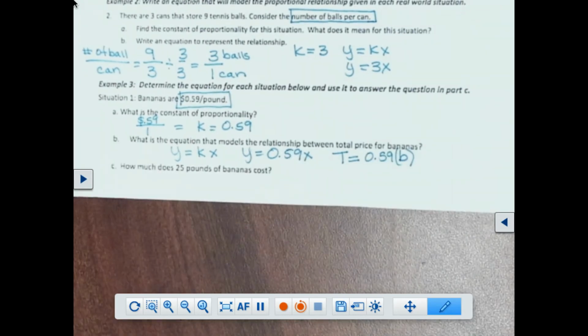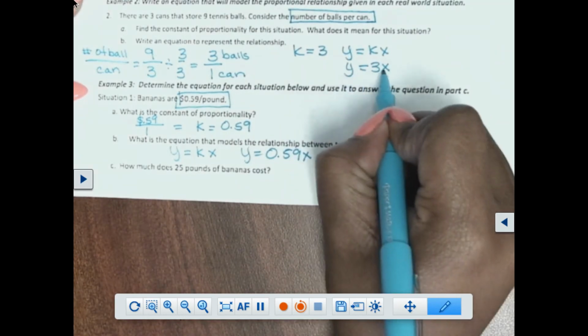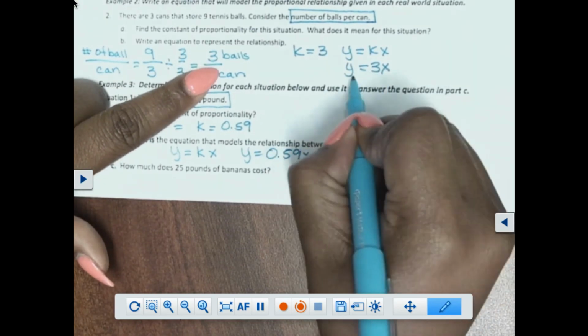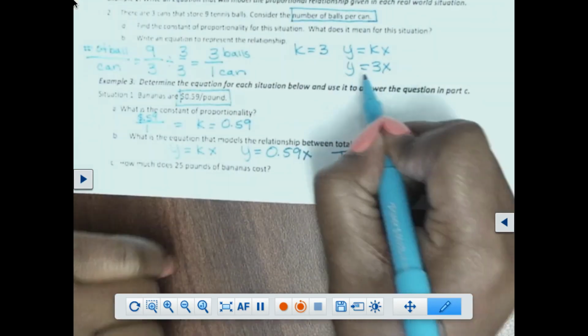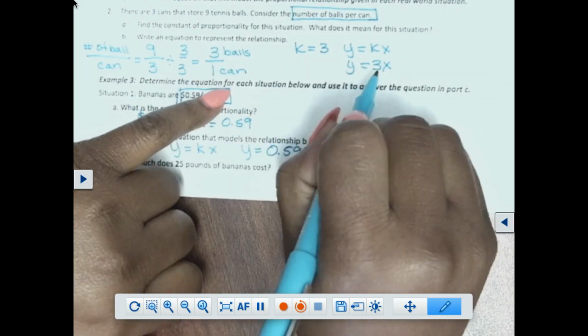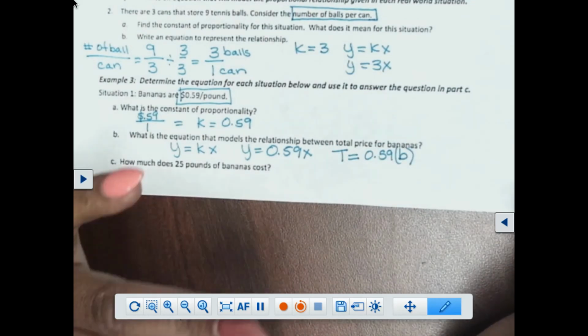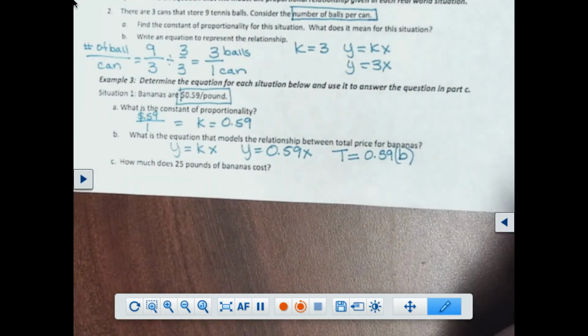So I could have used this. It doesn't matter. X and Y are just variables, meaning they're just letters. So you can use whatever variables you want to represent whatever you want it to represent. Because up here, I could have said that Y is my balls, and X is my cans. Okay, so it just depends on what you want it to say. You can use it however you wanted to use it.